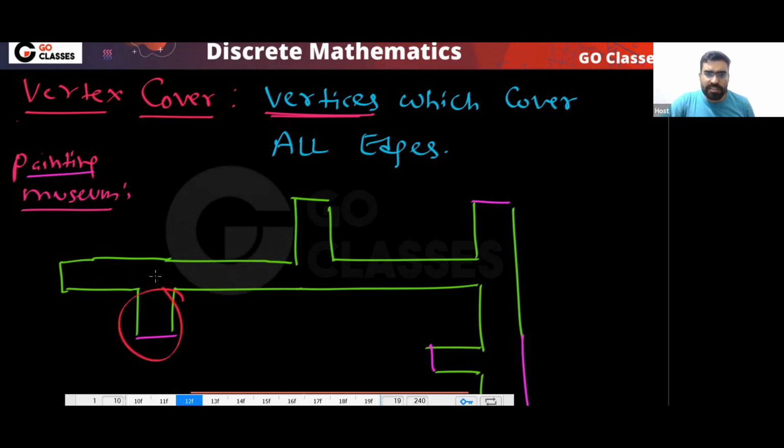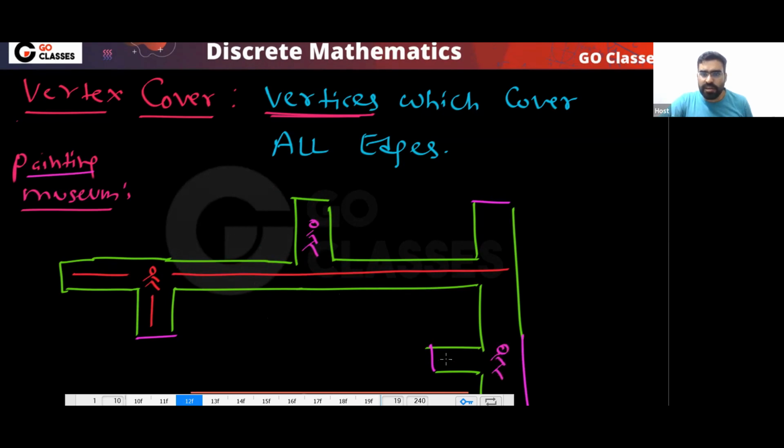If you want to cover this, one security guard you need here. Now this security guard will cover this, this, and this completely. So these walls are covered. Correct? If you put this security guard here, then this security guard can cover all these galleries. Next, you can put one security guard here. This security guard will cover this gallery. Next, I can put one security guard here, and this security guard will cover all these.